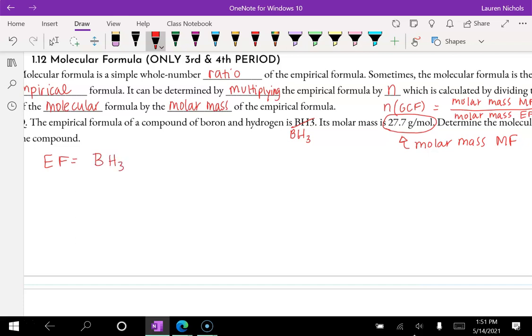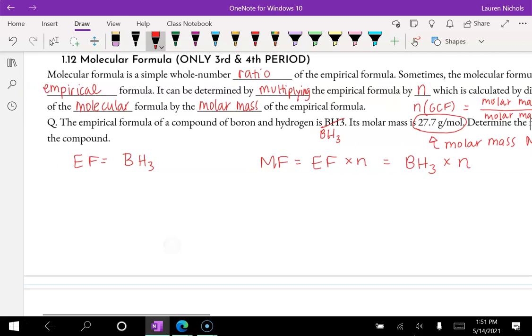But our empirical formula is BH3. Well, to calculate our molecular formula is equal to our empirical formula times N. So this would mean BH3 times N, whatever our greatest common factor is. And we calculate N by using our molar masses. So first I need to calculate the molar mass of this.